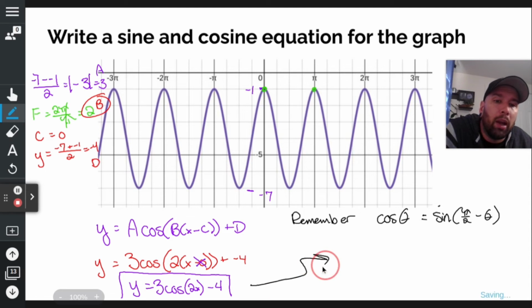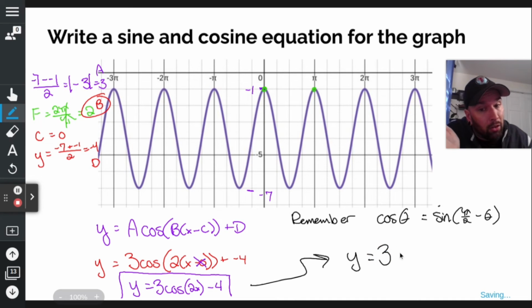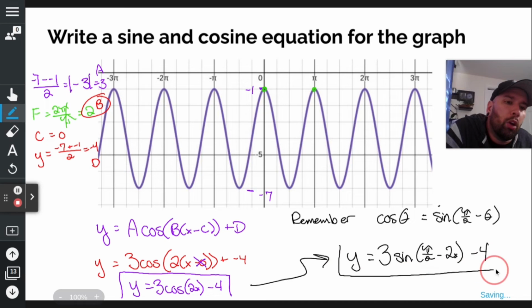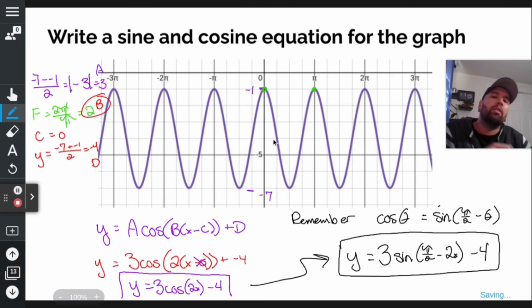So I can rewrite this guy as y equals 3, because the amplitude won't change. Instead of cosine, if cosine theta is sine of pi over 2 minus theta, then cosine 2x is sine of pi over 2 minus 2x. Just replace the theta with 2x. The midline won't change either. So again, if I wanted to, I could have gone through this whole process and said, okay, sine is supposed to start over here or over here, and then work my way around trying to figure this out, but this works out just as well.